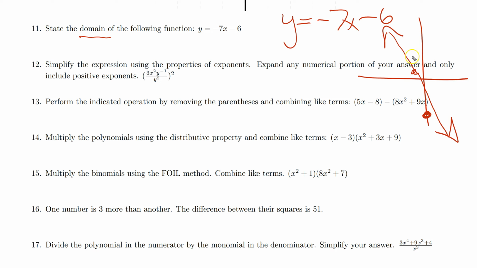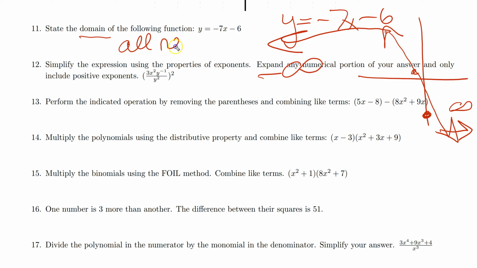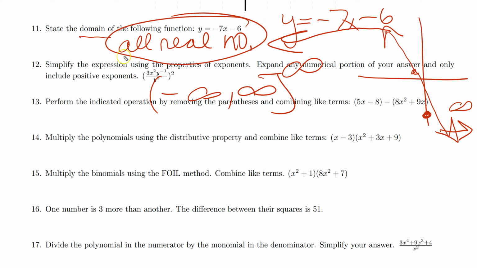So what would be the domain of that? Well, this line eventually would go to negative infinity out that way, and this one would go to positive infinity. So it would be all real numbers, or if they wanted it in interval notation, it would be from negative infinity to positive infinity. But I think they use that one where you need to check it. Okay, let's continue.